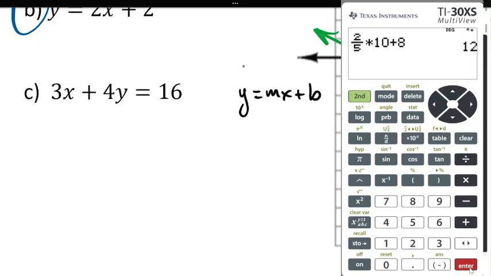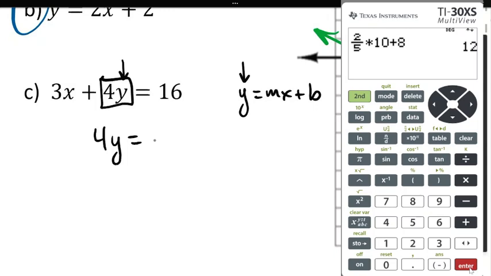The hallmark here is notice that the y is by itself. So what I need to do is get this y alone. And in order to get that y alone, I'm first going to get 4y alone. So if my job is to get 4y alone, I'm going to subtract 3x from both sides. So this equation is going to become 4y. What did I just do? I just took away 3x from that left-hand side.